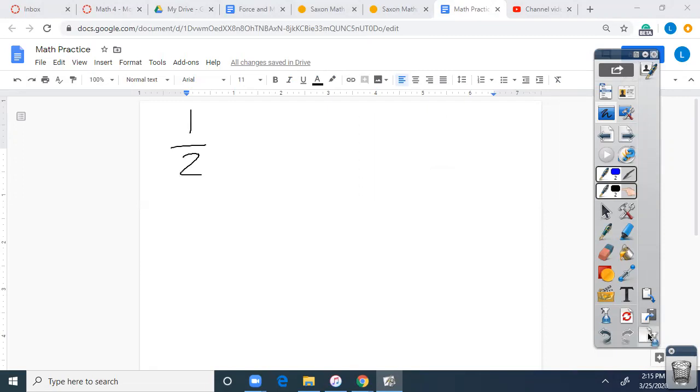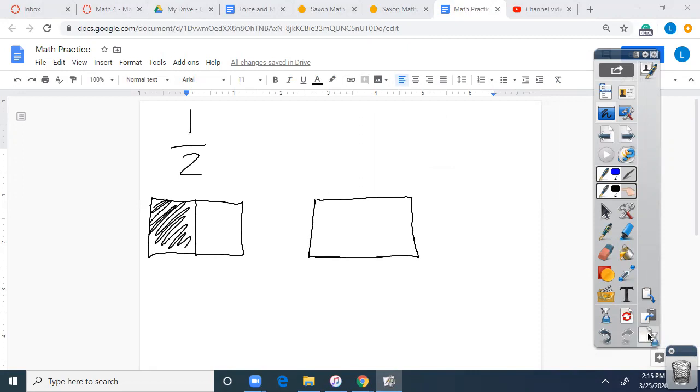First, let's talk about 1/2. Okay, I have this lovely rectangle here, and this is 1/2. If I have a rectangle that's very similar to the other one, except it has 4 pieces instead of 2 pieces, that means our whole is 4. What number would go on top for it to be equal to 1/2?